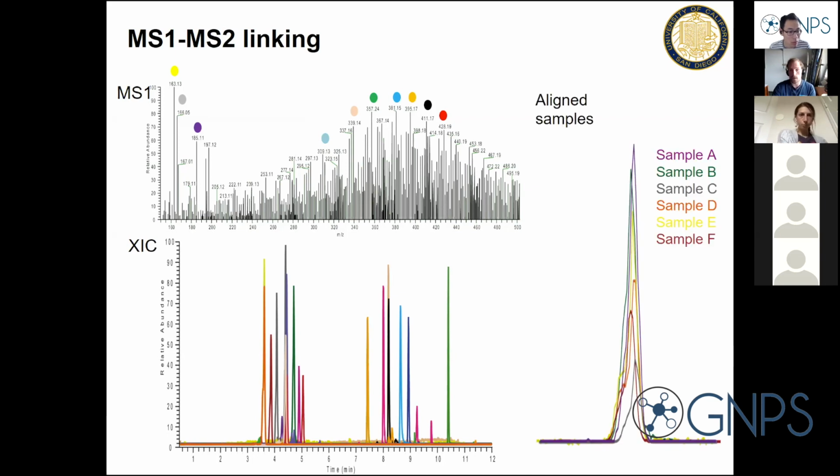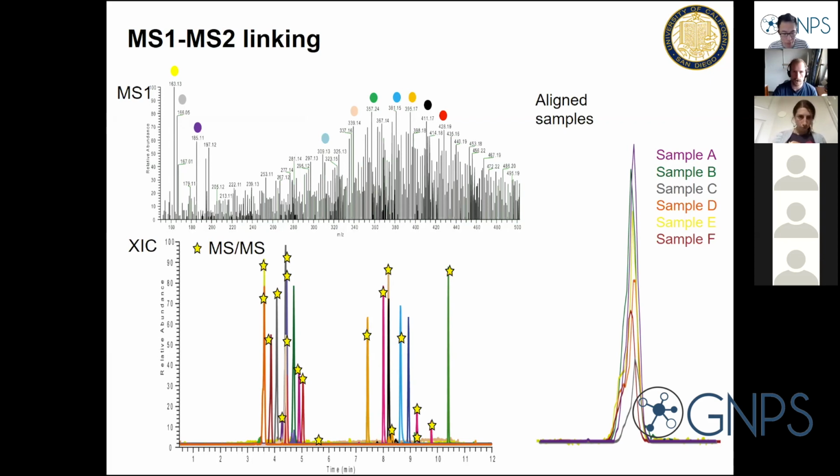And then we assign those to those peaks. And then we can align those extracted ion chromatograms between multiple samples and get a relative quantitative output. There are many feature finding tools out there that support that type of data analysis. And what we had to do for feature-based molecular networking was just to interface that with our infrastructure.